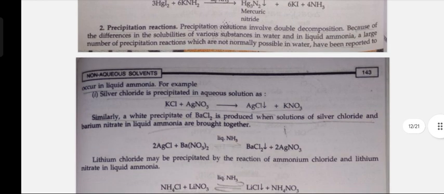The second type of reactions carried out in liquid ammonia are the precipitation reactions, which involve double decomposition because of the differences in the solubilities of various substances in water and in liquid ammonia. A larger number of precipitation reactions, which are not normally possible in water, have been reported to occur in liquid ammonia.